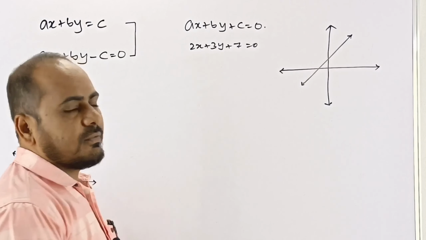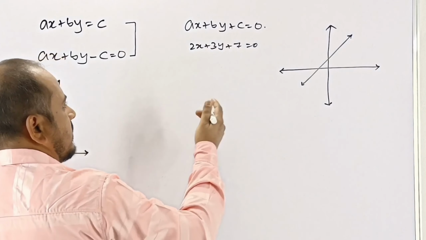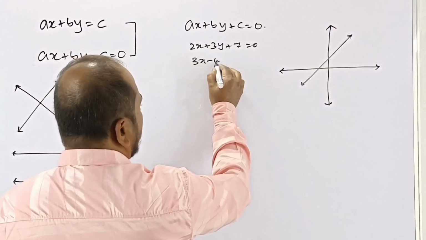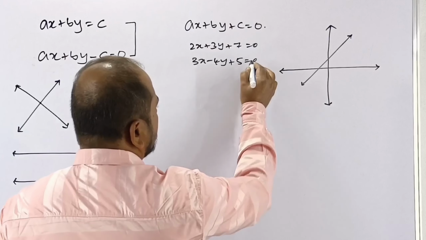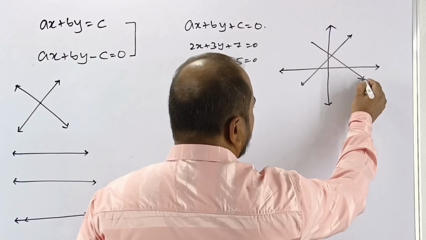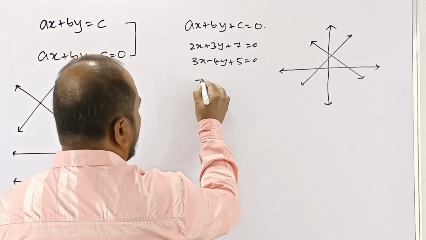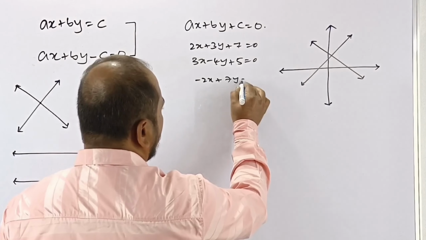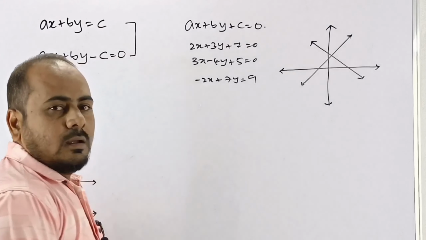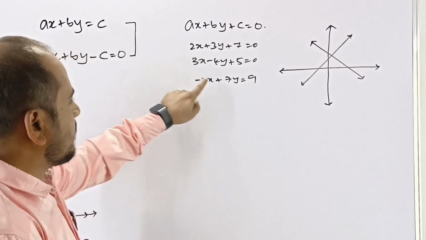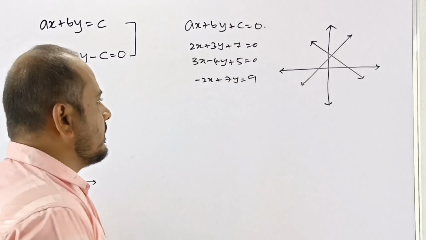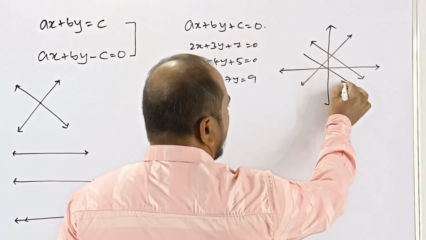I am just taking a rough diagram, my dear. It's not accurate. Now 3x minus 4y plus 5 equal to 0. This may look like this. And if I take minus 2x plus 7y equal to 9, as we discussed here, ax plus by is equal to c. This one also may represent a straight line.